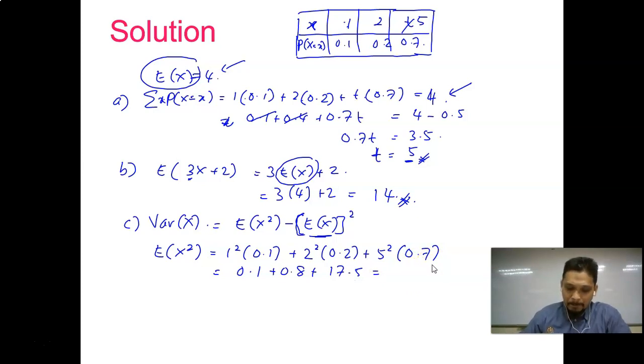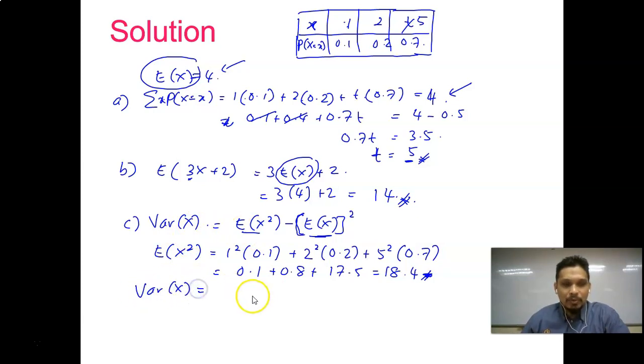Okay, wait. 5 squared is 25 times 0.7, which is 17.5, plus 0.8 plus 0.1, which is 18.4. It's not the answer yet, because we need this value to substitute here to find the variance of x. So variance of x equal to E of x squared, 18.4, minus expected value of x, 4, squared equal to 16. So 18.4 minus 16 is 2.4.